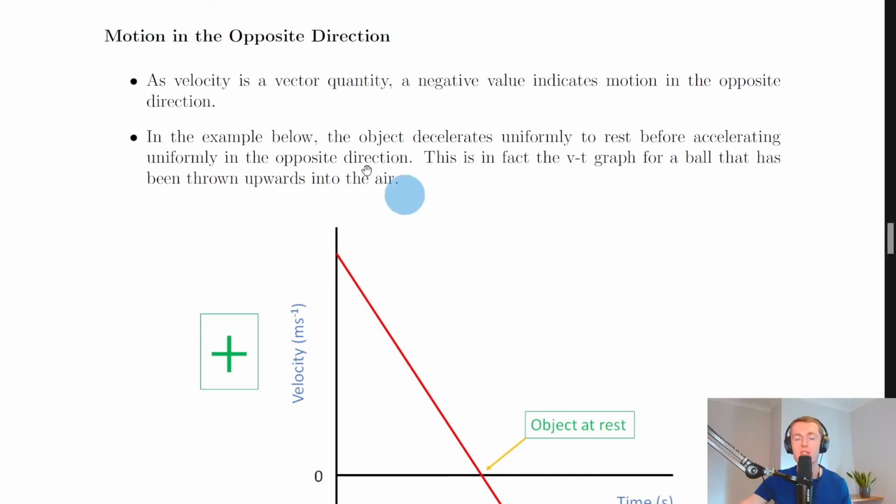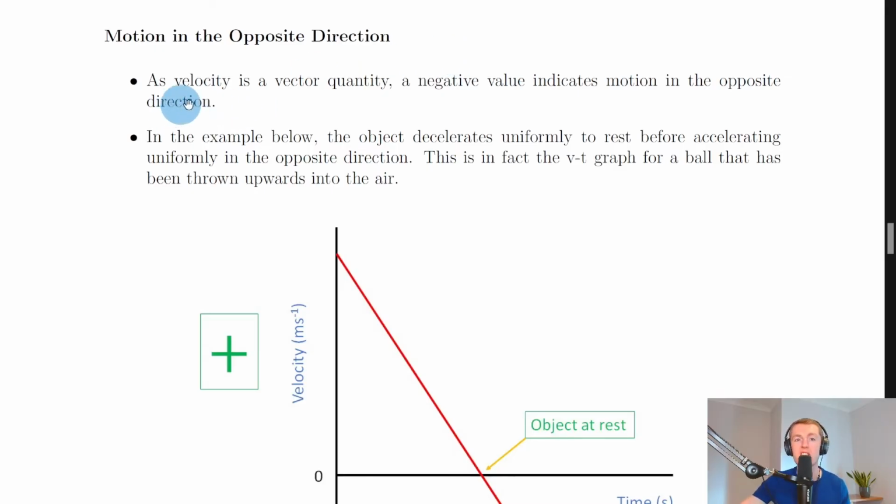Our last case now is to look at motion in the opposite direction, i.e. what happens when an object is moving one way and then it changes direction and travels back the way it came. So this could be like a car travelling in one direction and then it starts reversing back in the same direction it came. Or it could be a ball thrown upwards into the air and then the ball travels back downwards towards the ground.